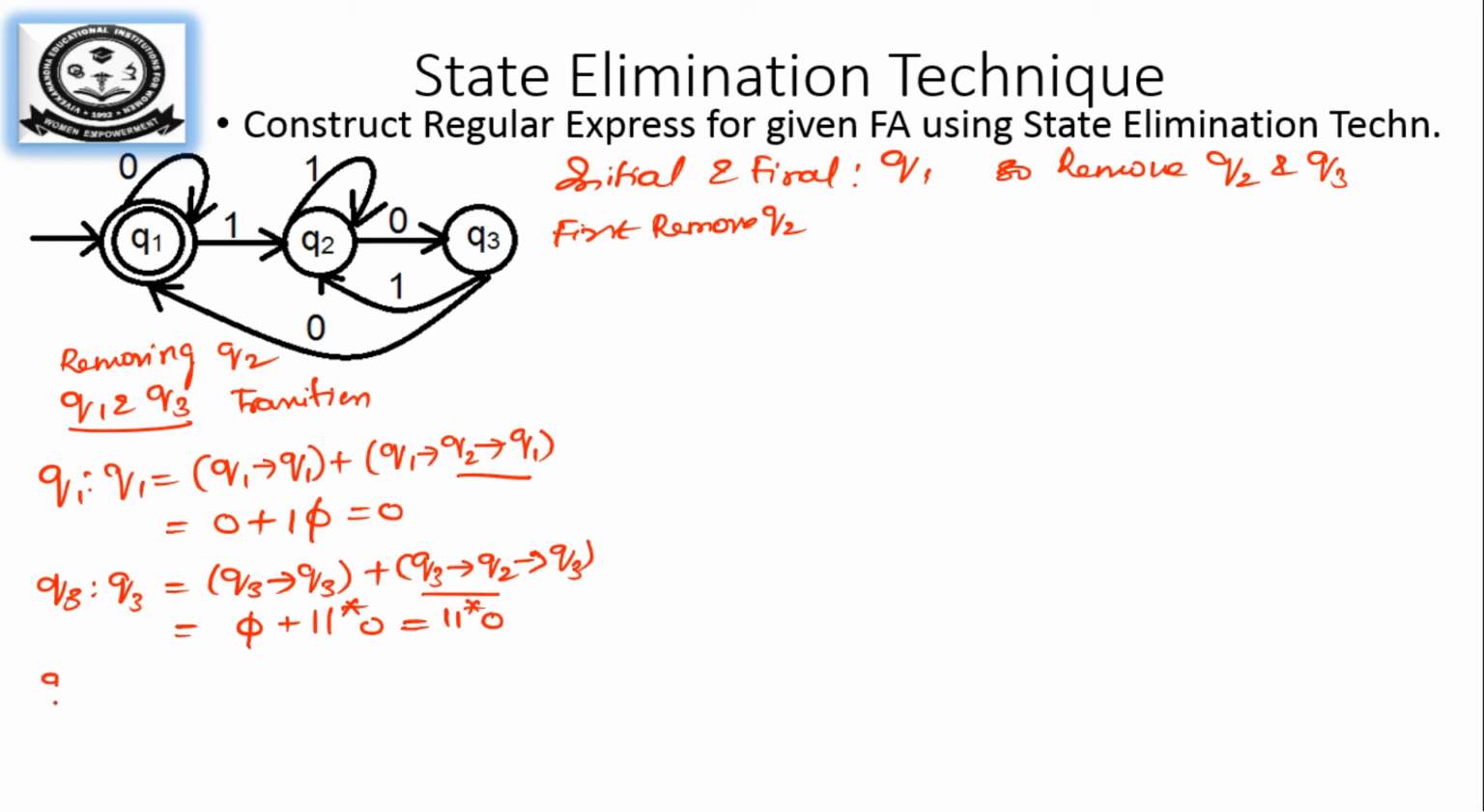The next one is, we'll check Q1 to Q3. So we'll check for a direct transition Q1 to Q3 plus through Q2 we will check for the transition. So is there a direct transition from Q1 to Q3? No, so it is empty. Then Q1 to Q2 you have 1, Q2 has a self transition, then you have 0. So your answer will be again 1 1 star 0.